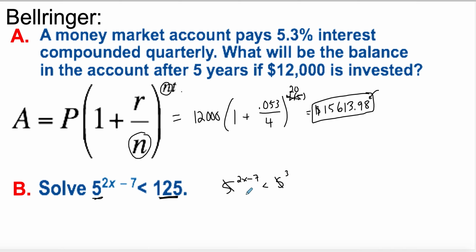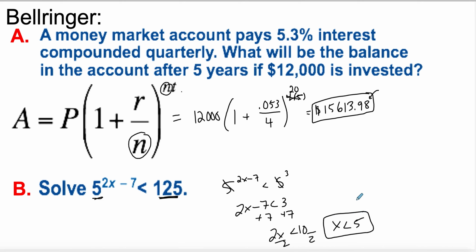Once we get those set up, we can get rid of those bases. We have 2x minus 7 is less than 3, and we can just solve that like a general inequality. So I have 2x is less than 10. Divide both sides by 2. And we have x is less than 5. And you can plug that in. Remember, if you wanted to check, you would plug in like 4.99 to see if that worked, because x has to be less than 5. Okay?